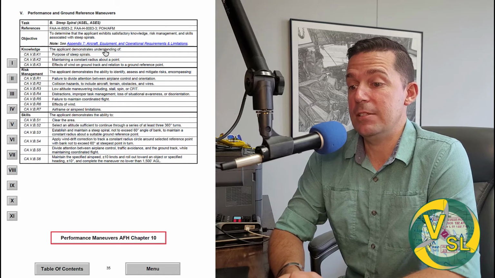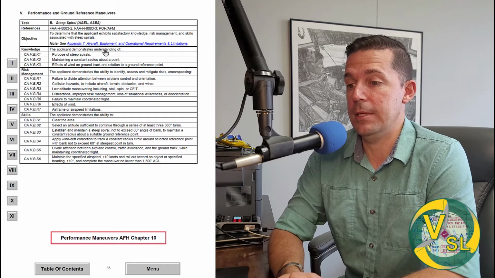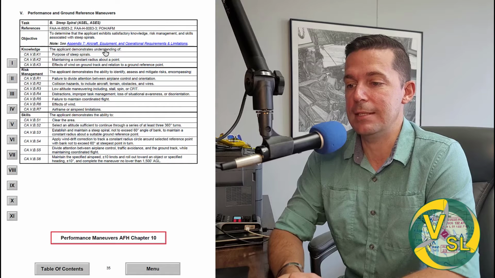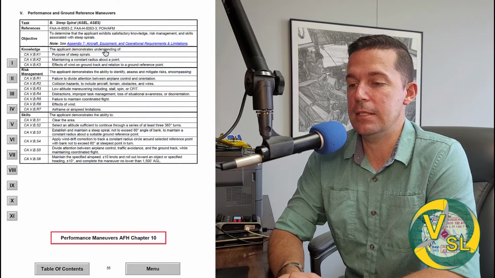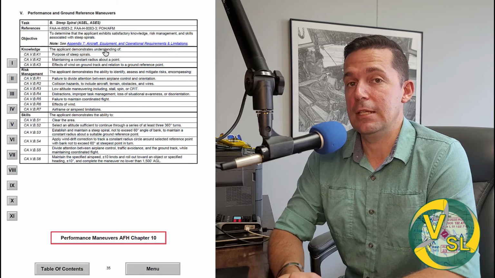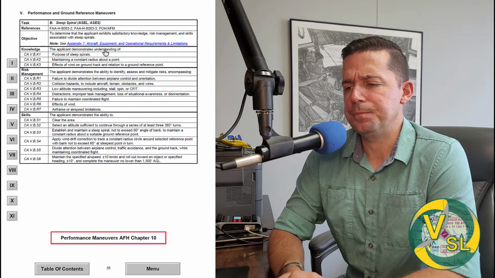Skill 5, divide attention between aircraft control, traffic avoidance, and the ground track while maintaining coordinated flight. And Skill 6, maintain the specified airspeed plus or minus 10 knots and roll out toward an object or specified heading plus or minus 10 degrees and complete the maneuver no lower than 1,500 feet AGL. So those are our six skills there for the steep spiral.